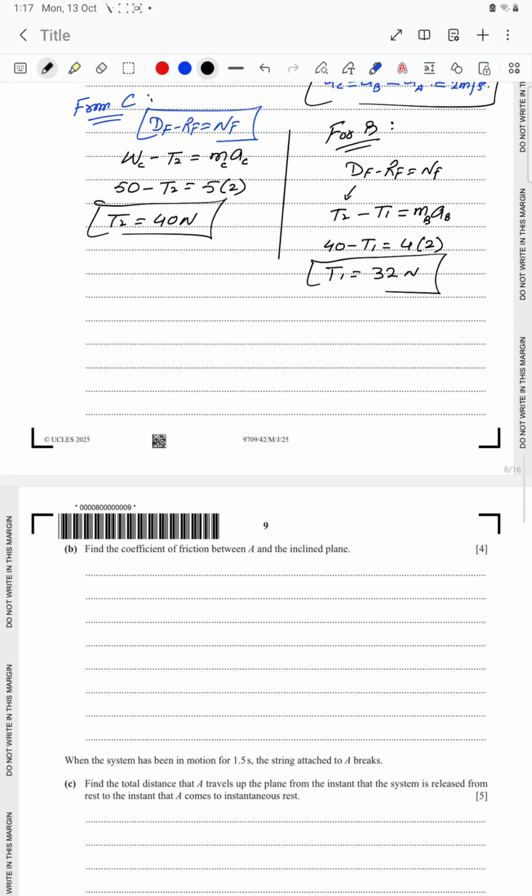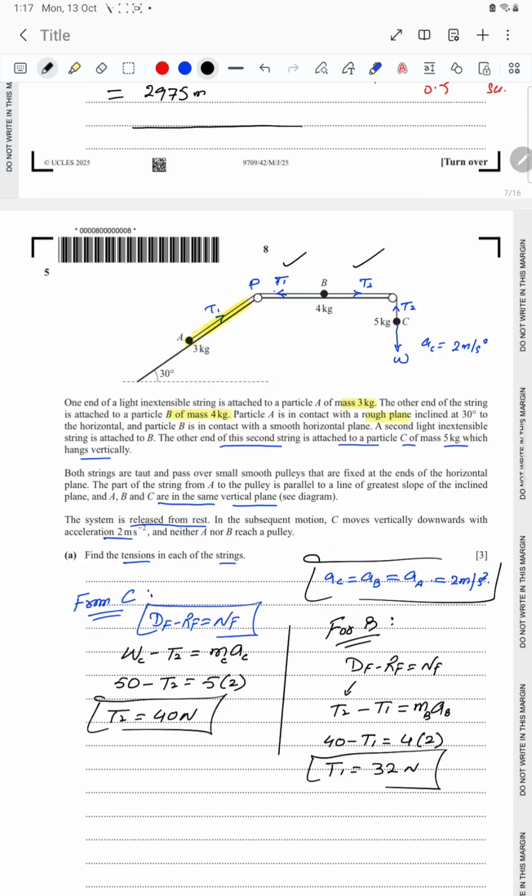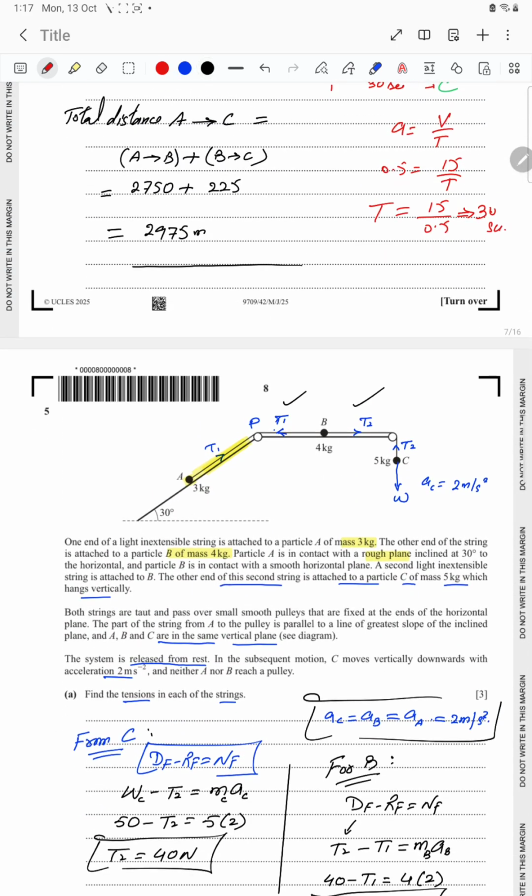Now find the coefficient of friction between A and the inclined plane. Okay, now go back, and here as the particle A is going up and the surface is not smooth, it means the resistive force will be here, and we can resolve the weight component of particle A. That will be W sin 30 here and W cos 30 here.